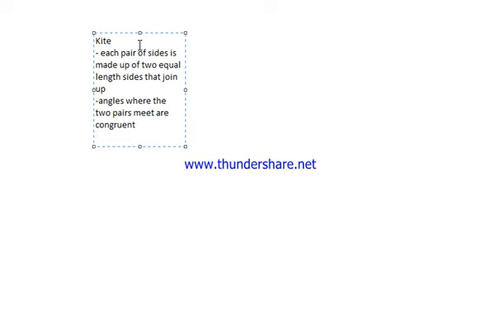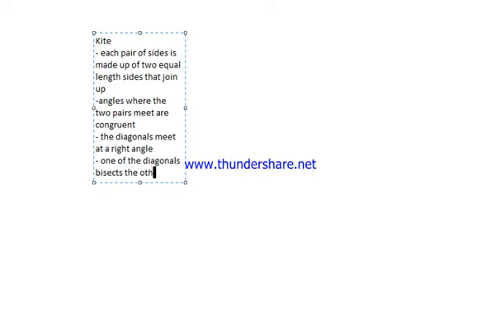The diagonals meet at a right angle, same as the rhombus. One of the diagonals bisects the other. Bisects means it cuts the figure into two equal parts. I'm going to show you an example.